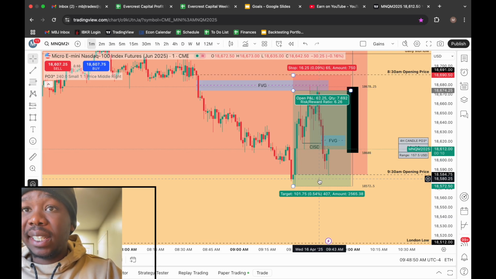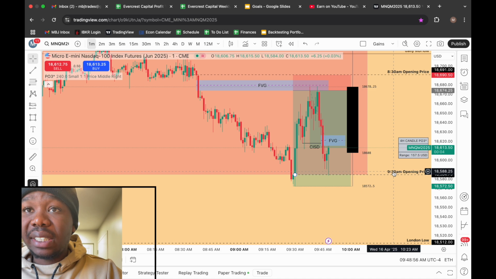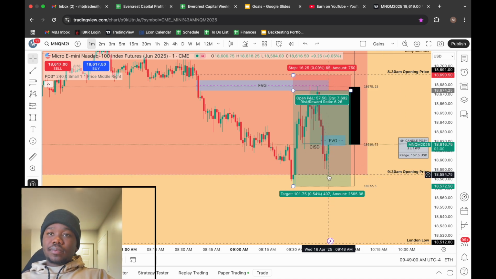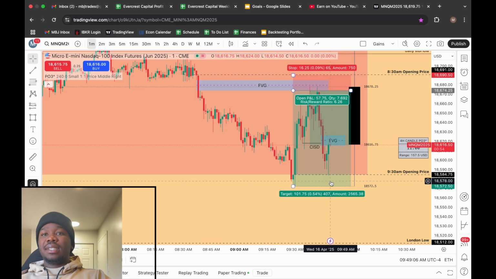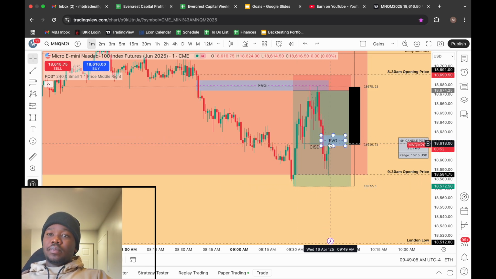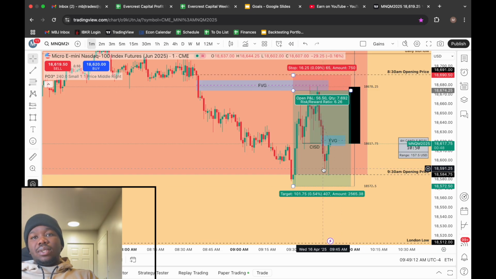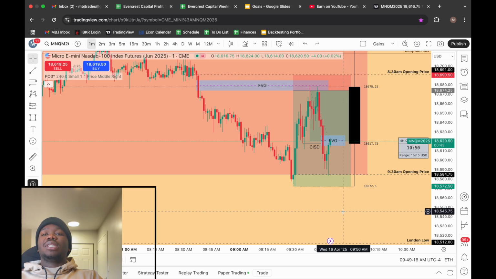9:30 a.m. opening price. Look at the delivery. Look how price topped it right there, and then we turned. So now we're in this fair value gap. Ideally, I want to see us respect it, but let's see what the market does. Like I said, I had it to take out this low, but a good place for a target also would have been just getting out at the 9:30 price.